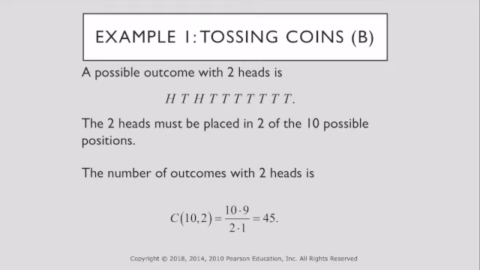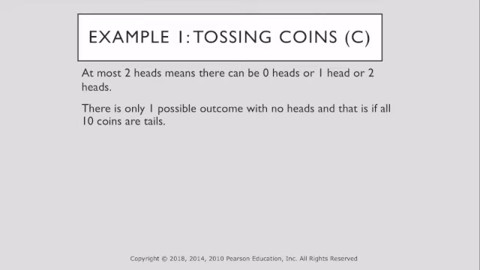At most 2 heads means there can be 2 heads, 1 head, or 0 heads. There's only one possible outcome with no heads, and that's if it's all tails, 10 tails, so that's good to know. 10 choose 1 is 10 possibilities with exactly 1 head. And 10 choose 2, there are 45 outcomes. So we're going to have 1 plus 10 plus 45, which is 56. So there's 56 possible outcomes with at most 2 heads.